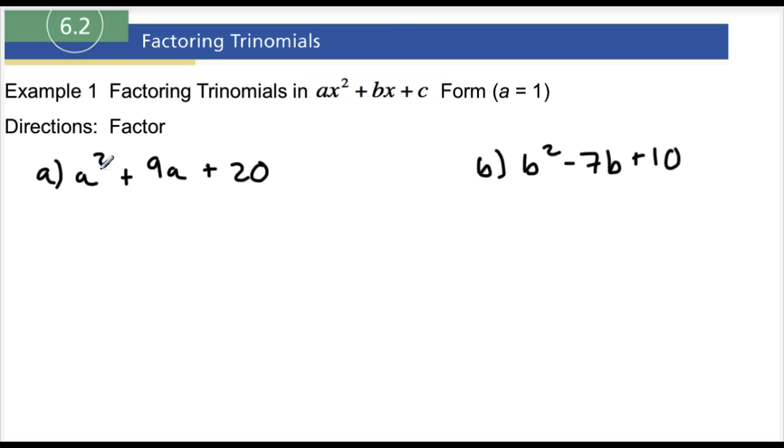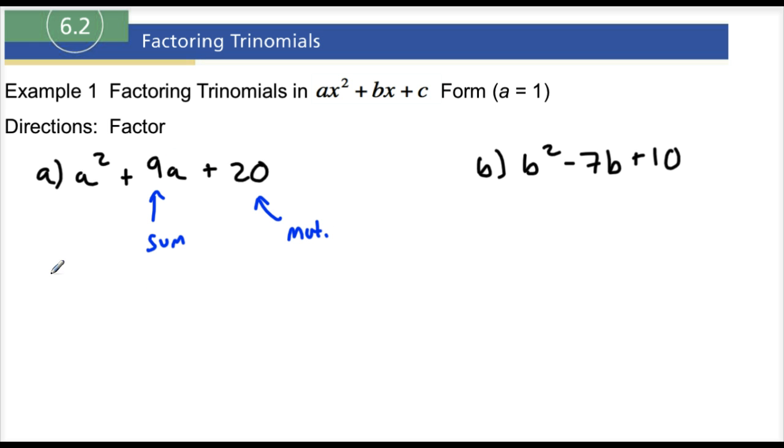I want to factor a squared plus 9a plus 20. Again, factoring is just a fancy way of saying that I want to turn some addition or subtraction polynomial into a multiplication. Without going into the underlying math of where this comes from, what you're trying to do is find two numbers that multiply to get us 20 and that have a sum of 9.